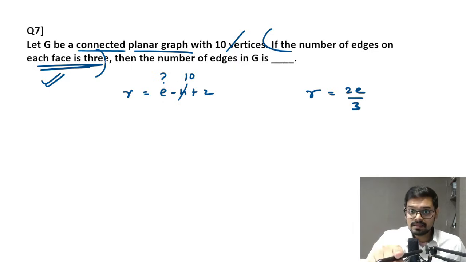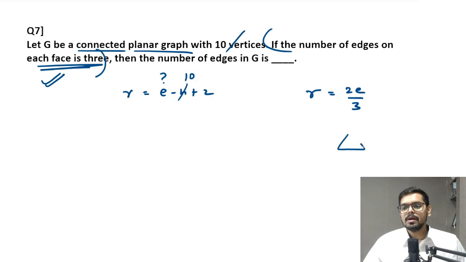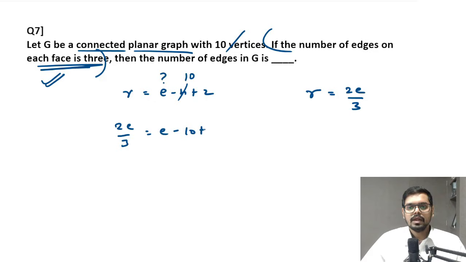Each face is 3, which means the number of edges in each face is made by 3 edges. Yes, which means they are talking about a triangle. So this is the R value, maximum, they are trying to cover the region. So R is 2e by 3. Substitute R as 2e by 3. E we do not know, 10 plus 2.